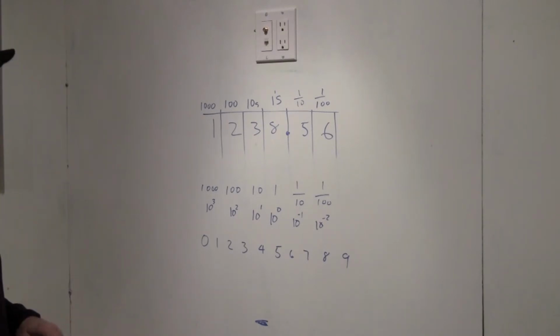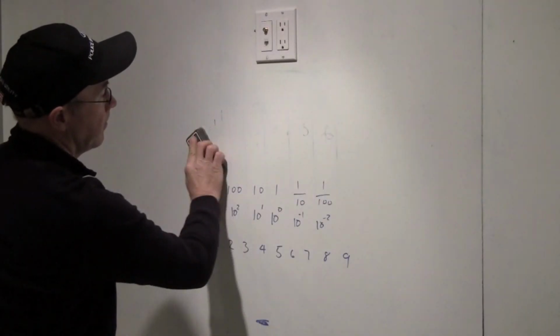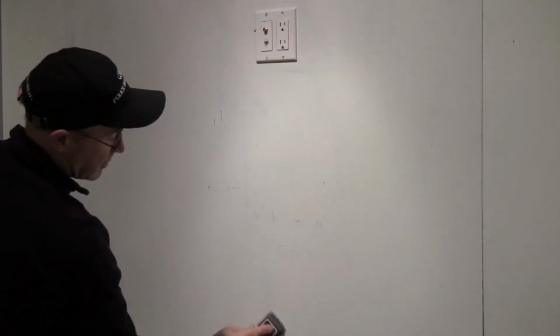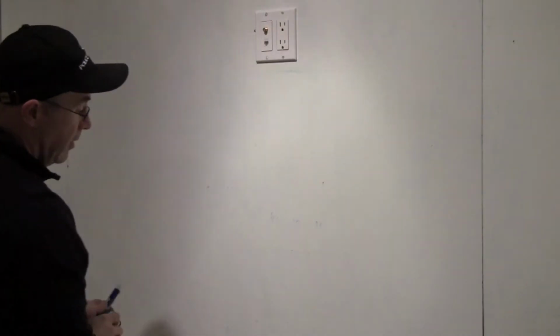So just keep that in mind. Whatever the base is for your number system, if it's base 2, you need 2 symbols. If it's base 8, you need 8 symbols. If it's base 10, you need 10 symbols. So let's go back. Now let's do the same thing for binary.